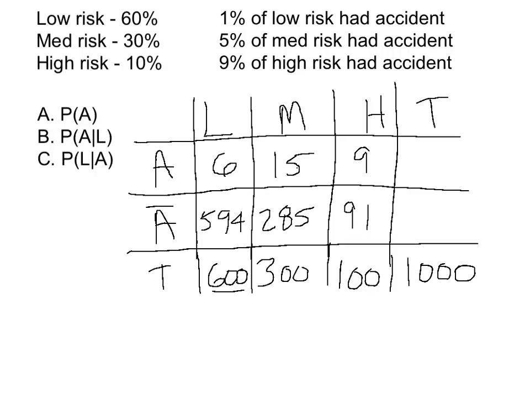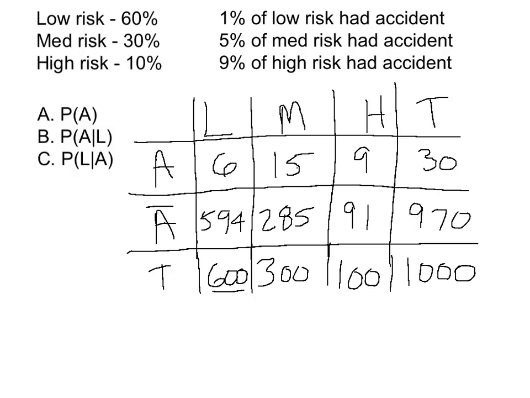And then we have the total number of people who had an accident, and that would be 30. 6 plus 15 is 21, plus 9 is 30, which would leave 970 for this cell. We can get that either by taking 1,000 minus 30 to give us 970, or just adding the entries in the cells of those who didn't have accidents.